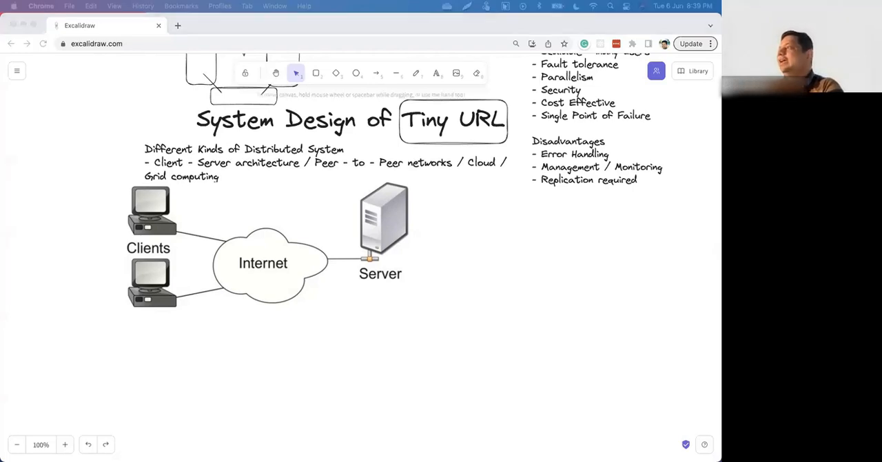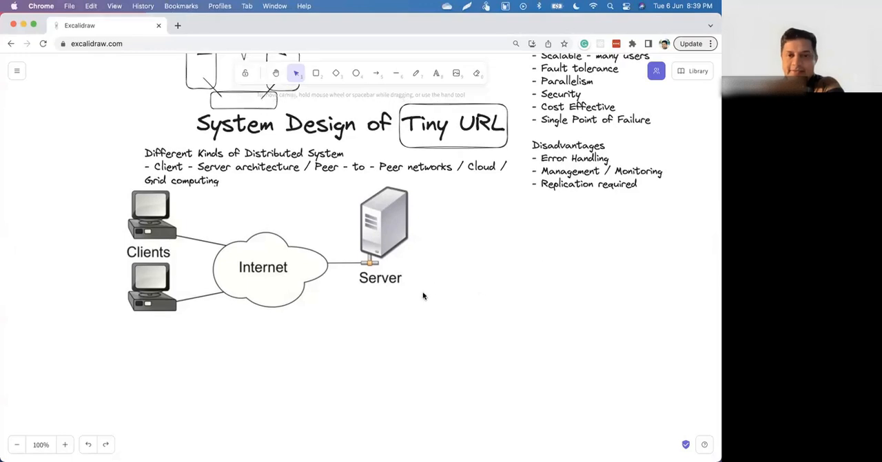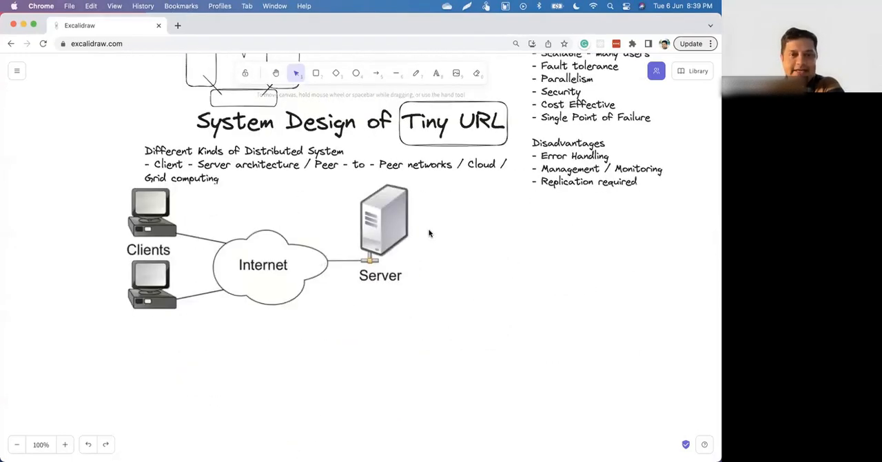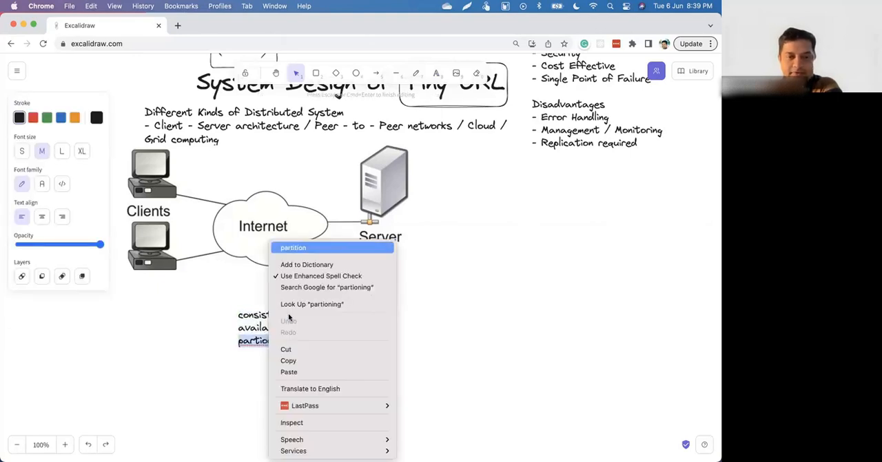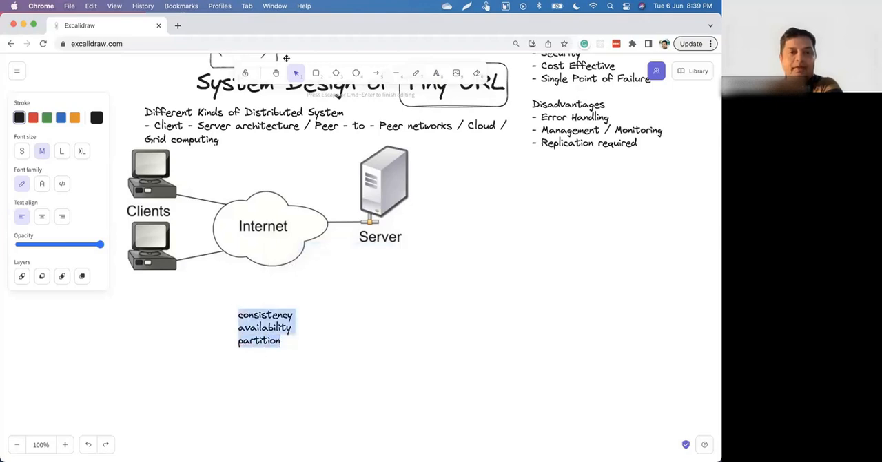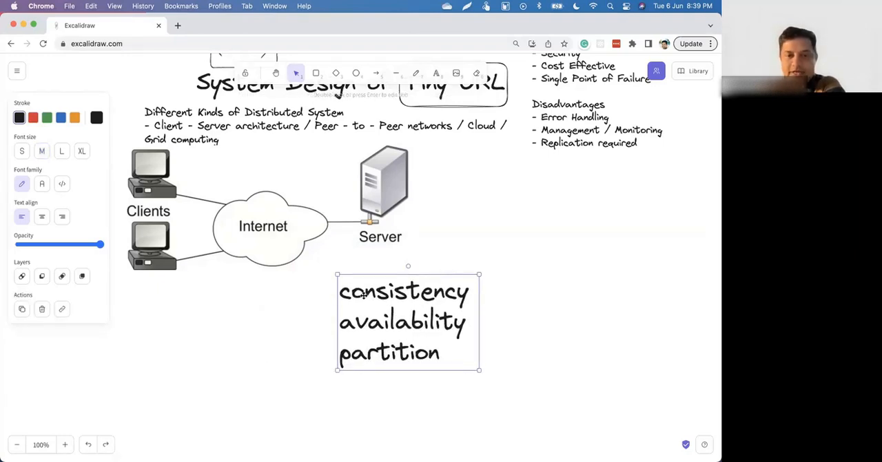Now, next thing which I will be teaching you is we will be focusing on three different characteristics. These are the three important characteristics. I will make it a little bit bigger so that you understand. And so, let's talk about what is consistency. Assume we have this setup, client server architecture.